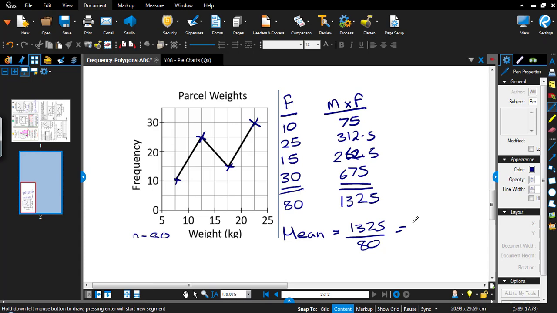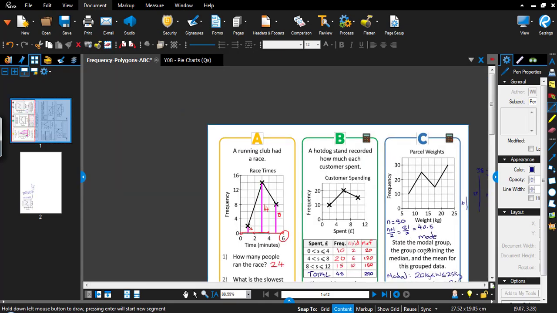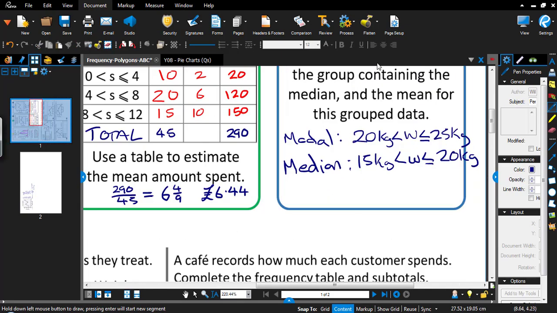So 16.5625. So we can just round that to the nearest, so it's approximately equal to 17 kilograms. So that's that. That is it. So we can say the mean is about 17 kilograms. They really should have said estimated mean in the question.